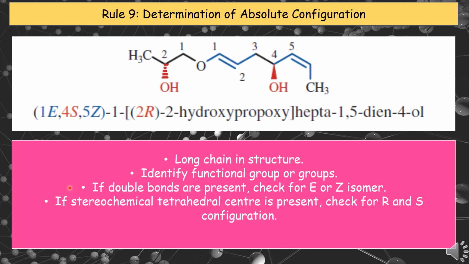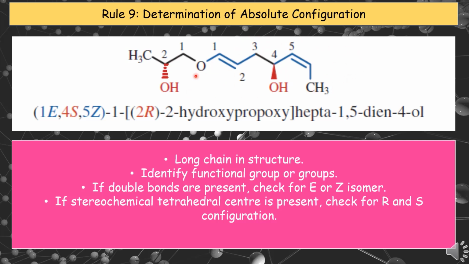Then if double bonds are present, we have to check whether it is E or Z isomer, and we have to go for the stereochemical center. If tetrahedral stereochemical centers are present, we have to nomenclate them as R or S configuration. So this is what we have to do for any nomenclature. Here is an example. How many carbon atoms are present in the longest chain? It is 1, 2, 3, 4, 5, 6, 7. So 7 carbon atoms are present in the longest chain, because this one is a short one.